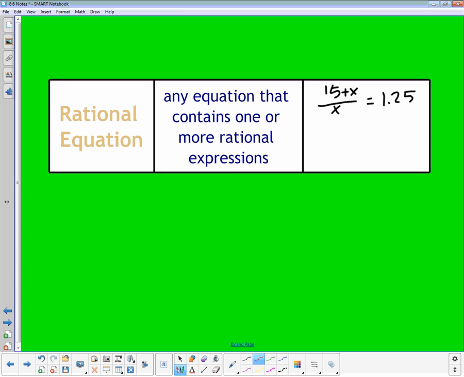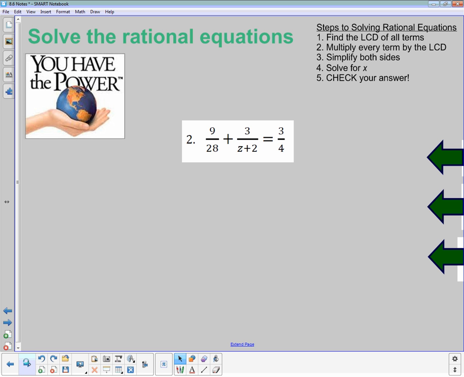You could also have one with some trinomials in it: x squared minus 5x plus 4, over x minus 4, equaling 0, let's say. Now the right-hand side of that equation is not a rational expression, but this is a rational expression. So this whole thing ends up being a rational equation. Now what we need to do is to figure out how to solve for these things. So let's do a couple examples together.